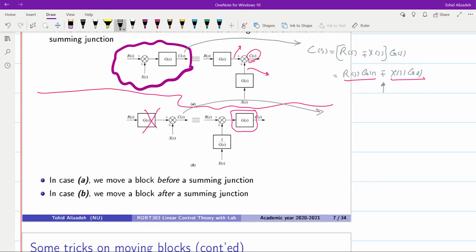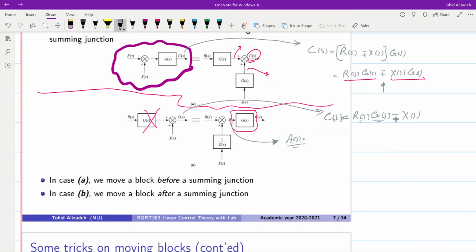So if you consider C of S here, it's given in the form of R times G minus plus X. And then moving it after the summing point means that we would like to have some signal multiplied by G of S, which gives us C of S. Okay? And if we consider that signal to be here, for example, A of S times G of S will give us C of S. And another fact is that we will not have G of S multiplied by R before the summing point.